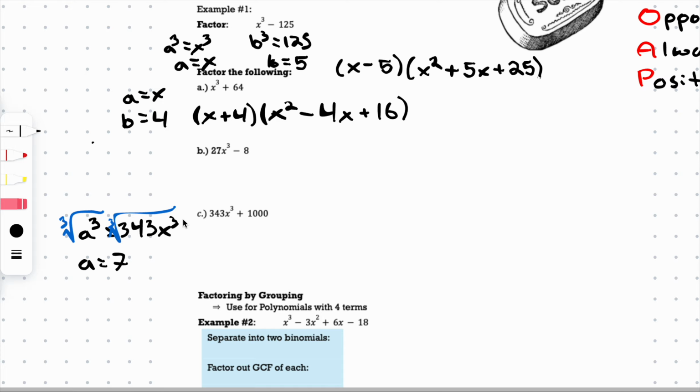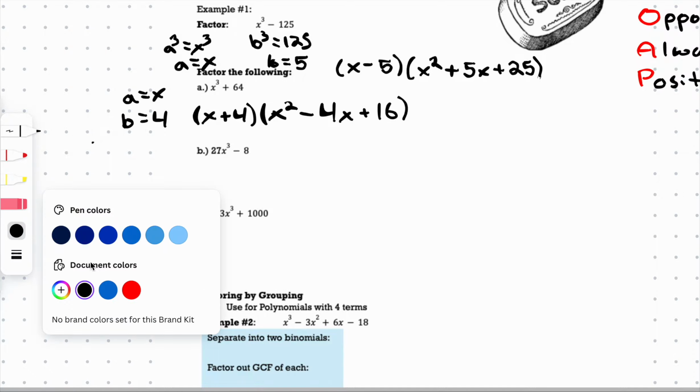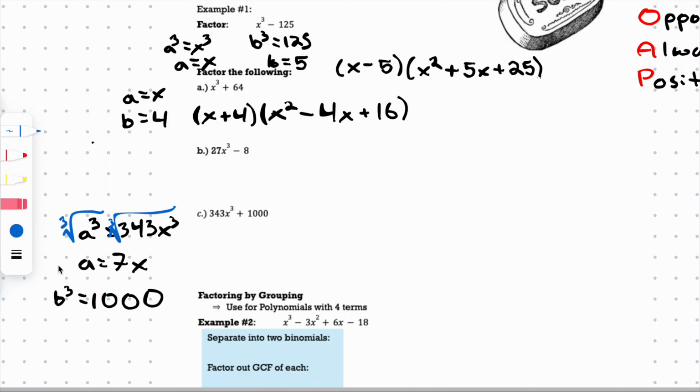And the cube root of x to the third is just going to be x. So a equals 7x. Then we also have b cubed equals 1000. And then again, we want to take the cube root of both sides. And the cube root of 1000 is just going to be 10.